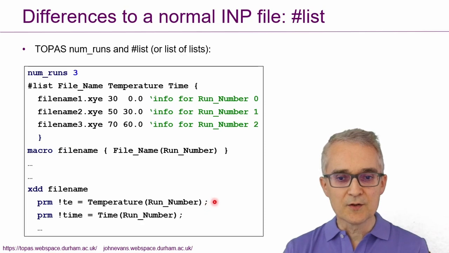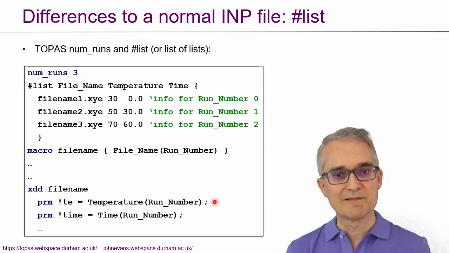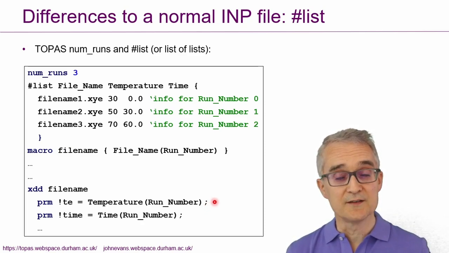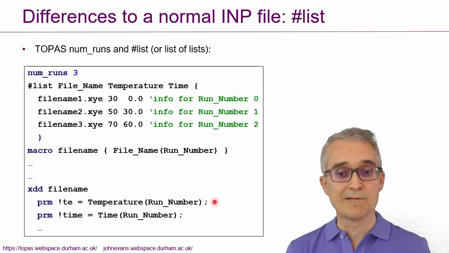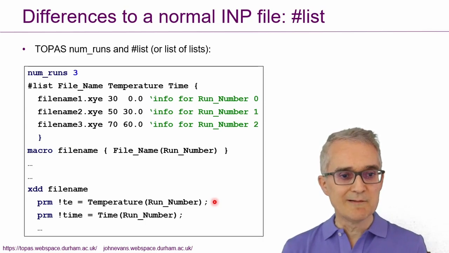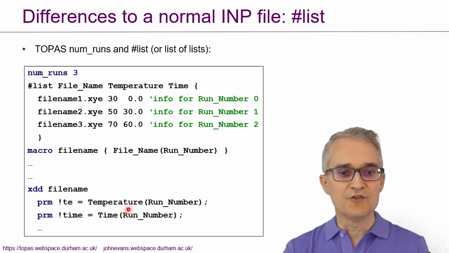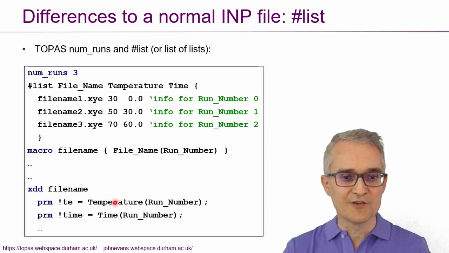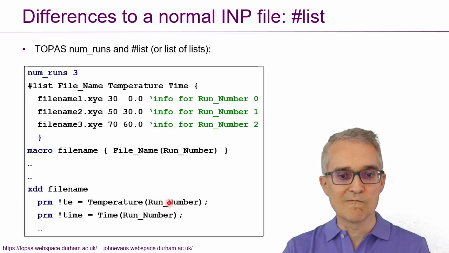And then the other thing you could do is it may be that some of the parameters from the experiment, some of the metadata, you actually want to use as part of your analysis. So I've got a little line here in the xtd section of the file which defines a parameter called TE, which is equal to the value of temperature, the second item in the list, for a given run number.